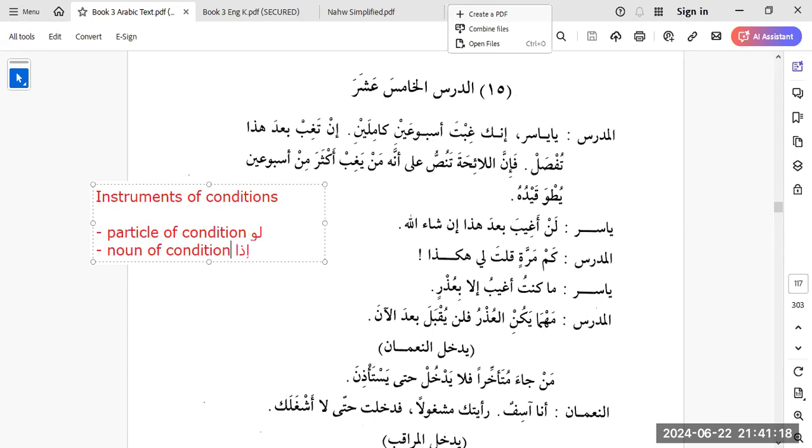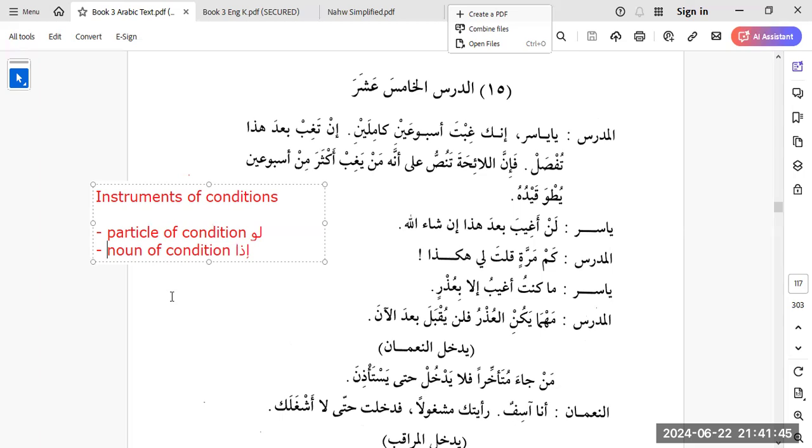But in this lesson, lesson number 15, Dr. Abdurrahim is going to tell us lots and lots of instruments of condition. Now, some of them might be particles and some of them will be nouns. And he will also tell us that when there is a jawab shart coming, I told you that in a conditional sentence, there are two clauses, shart and jawab shart. When does the jawab shart get fa on it? Getting my point?